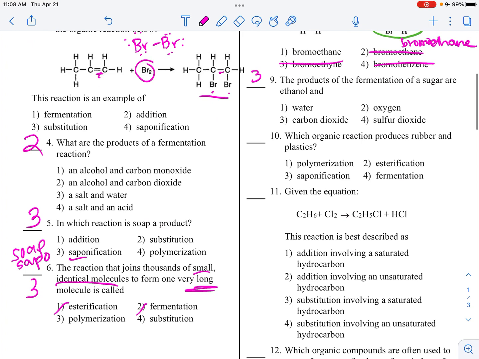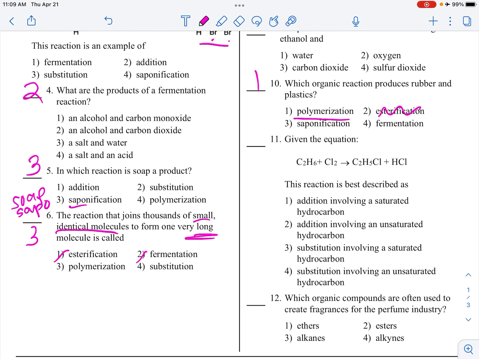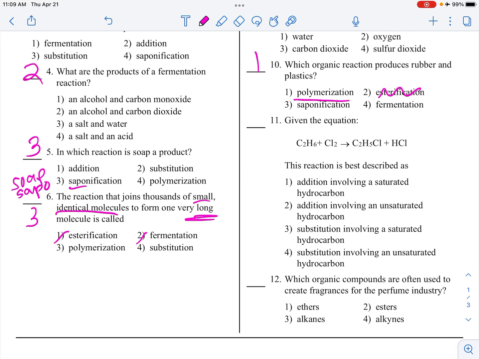Which organic reaction produces rubber and plastics? Well, those are polymers, long carbon chains. Again, esterification is formation of an ester or fats. Saponification is soap. Fermentation is alcohols. Okay, so here we have, there's no pictures, but we could certainly draw it if you want. C2H6.